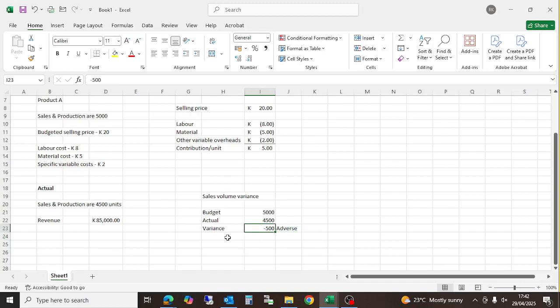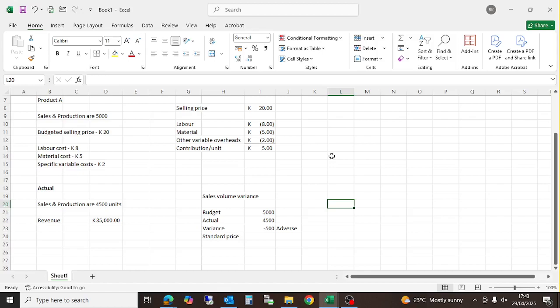This is in units, not in monetary terms, so we have to value it. So what do we bring? We bring the standard price. I know people who confuse this. Certain people might say, I've gotten my variance, my variance is negative 500, an adverse 500, because we're supposed to sell 5,000 but instead we sold 4,500.